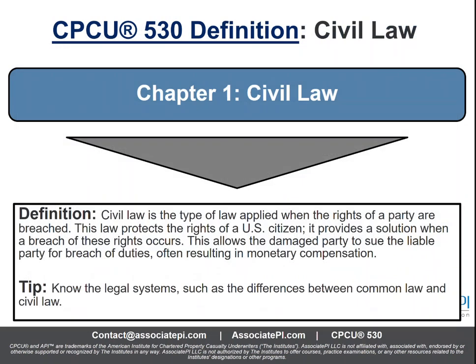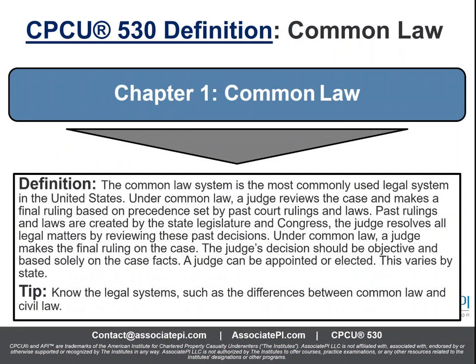So let's get started. This is from Chapter 1, civil law, and I'm not going to read you a full definition. Feel free to pause this video because there is a lot to go through and there's a lot to read. So feel free to pause the video and read through yourself. But I am going to give you some tips about each. So know the definition of civil law, and tip, know the legal systems, such as the difference between common law and civil law. So here's civil law, and here's common law.